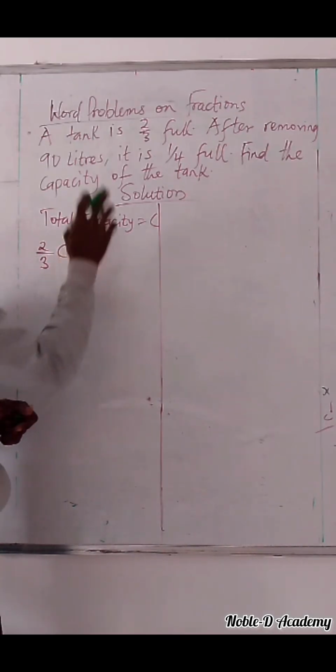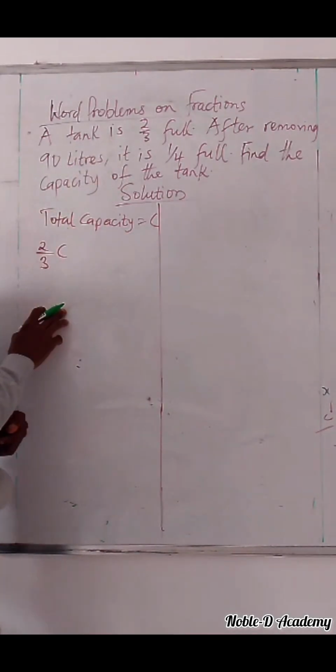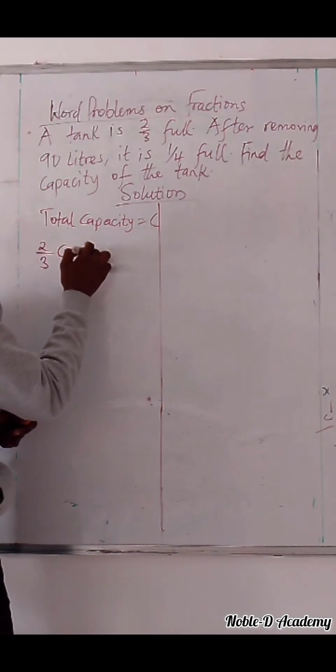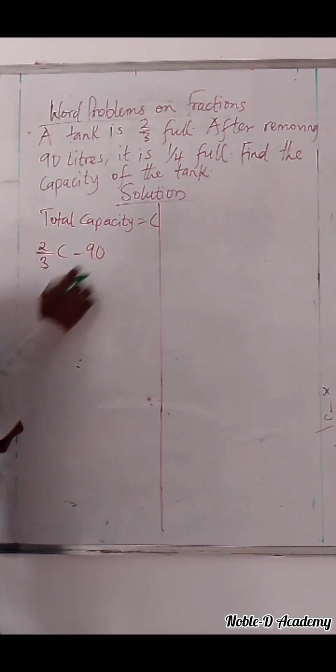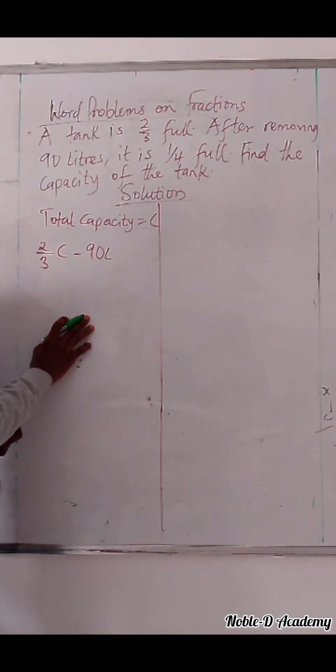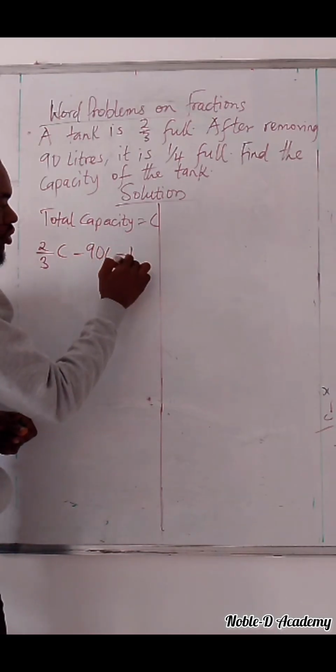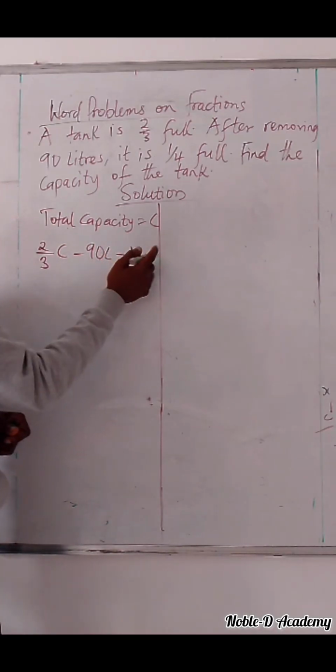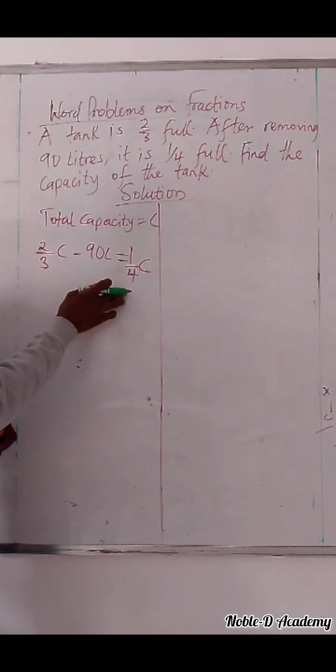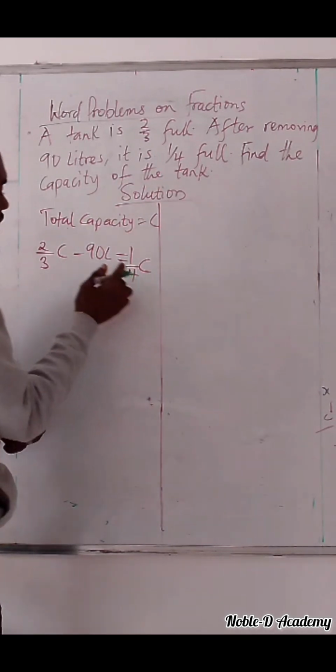So when we remove, to remove means to subtract. You already know that. So that's minus 90 liters, is equal to 1/4. Remember, the total capacity has to be C because that's our reference. So now we are looking for this C.